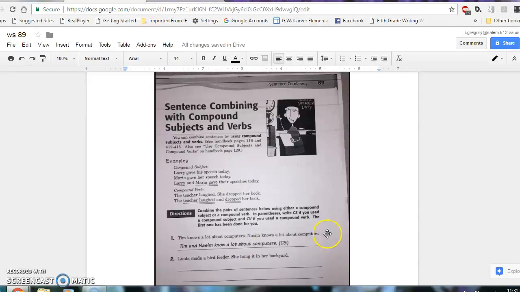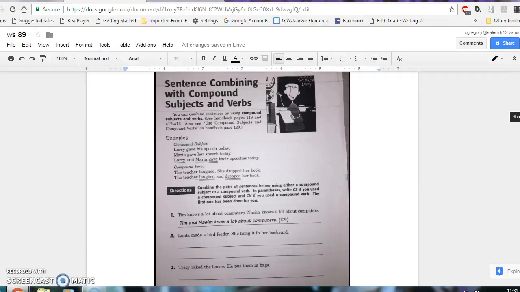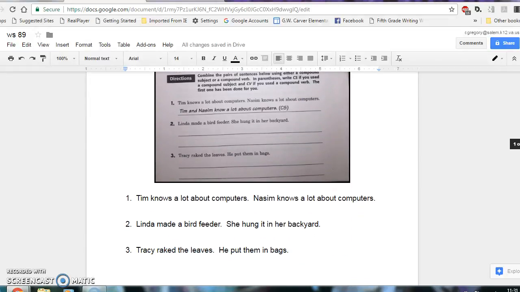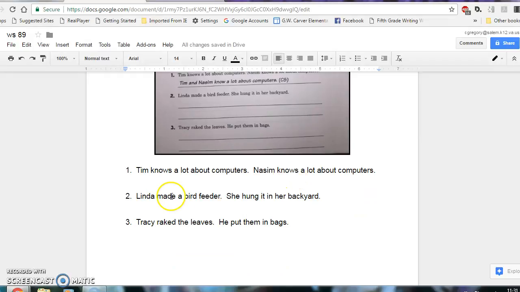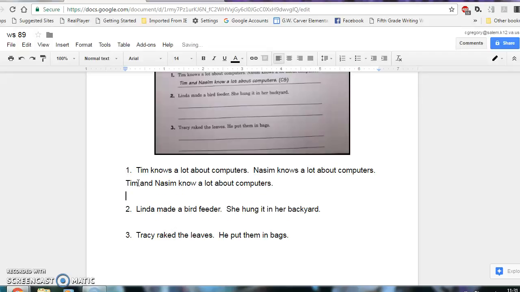Down here, number one, and actually I'm going to scroll down to the bottom. Can't type over top of that because it's an image. We have Tim knows a lot about computers. Nasim knows a lot about computers. So we have two different people. So that's a compound subject, but they're doing the same thing. So we're going to make one simple sentence with a compound subject. Tim and Nasim know a lot about computers. That is a declarative.